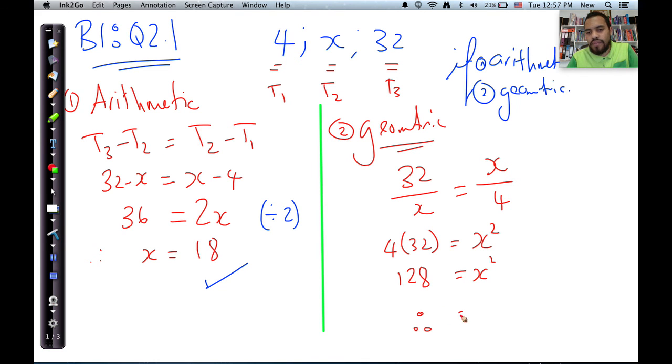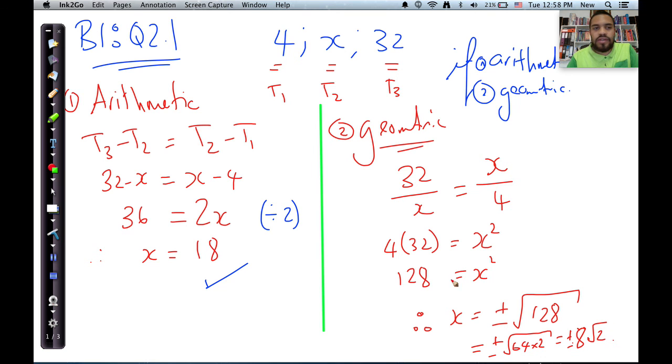Therefore, x will equal plus or minus the square root of 128. And that you can simplify in surd form. That is just going to be plus or minus the root of 64 times 2, which is equal to root 64 times root 2. And that is just going to be plus or minus 8 root 2. Okay, and that is question 2.1.1 that you should have over there. I'm just going to put it here as 2.1.1. And this one here is 2.1.2.